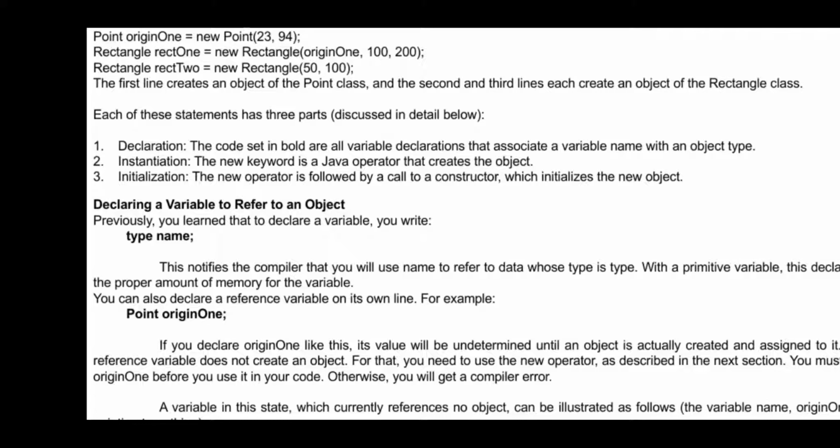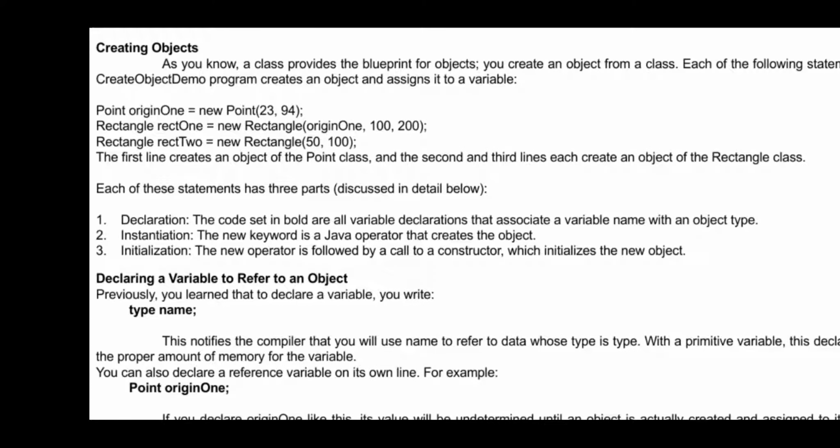Declaration means the code set in bold are all variable declarations that associate a variable name with an object type. For example, origin1 is a declaration where you are defining it with the class name. Instantiation means the new keyword is a Java operator that creates the object. After the equals sign you are going to have new. New means instantiation. Instantiation means it is going to create an object of its own.